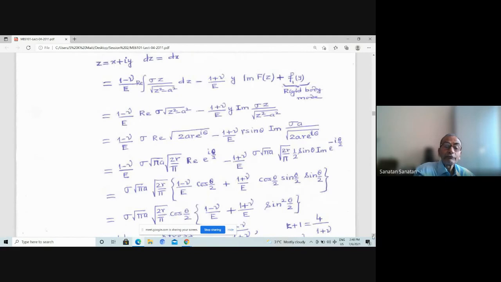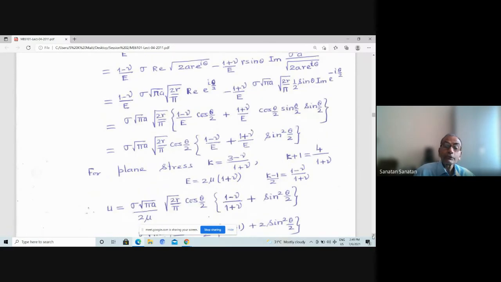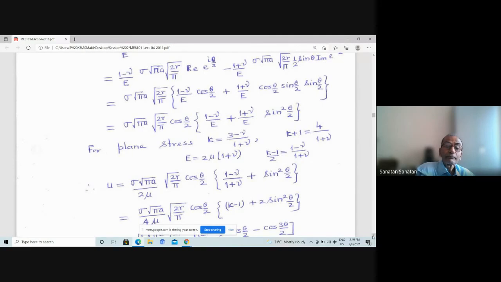So that becomes the expression. And finally, if you consider that you are trying to find out the field around the crack tip, as z is close to a, z minus a is r e to the power i theta. If you make all those substitutions, this expression will be easily convertible in this form, and if you do all that conversion and substitute the value, then u finally comes up to be sigma root pi a, square root of 2r by pi, cos theta by 2, and this is (1 minus nu)/E plus (1 plus nu)/E sin square theta by 2. So that's all it is.